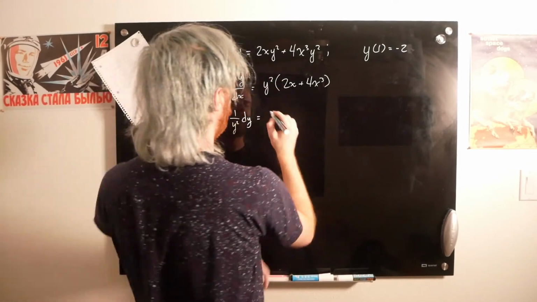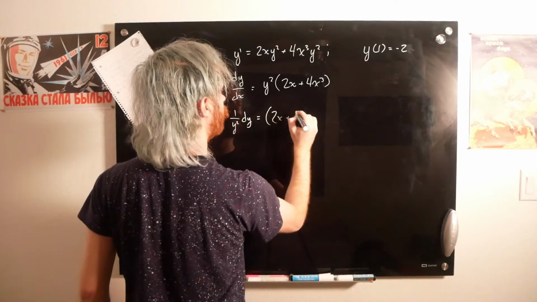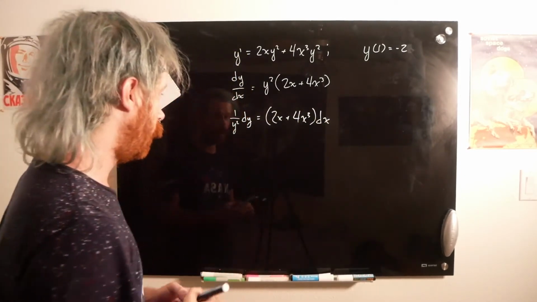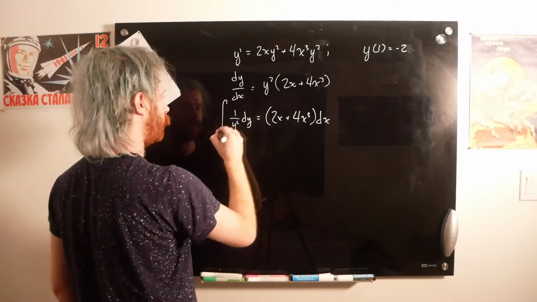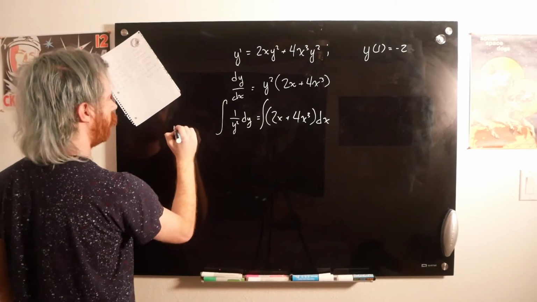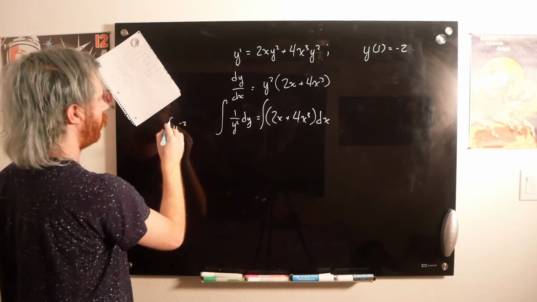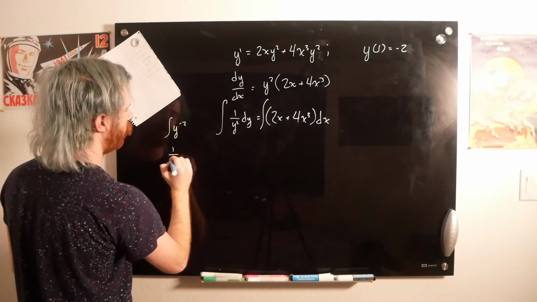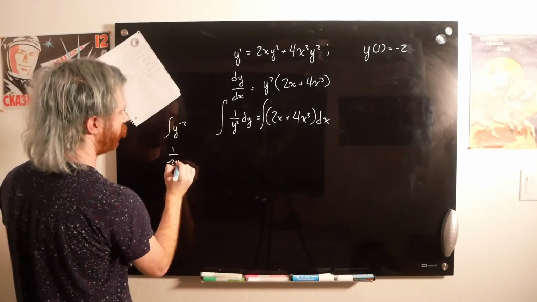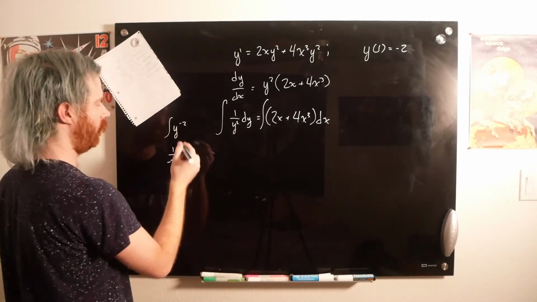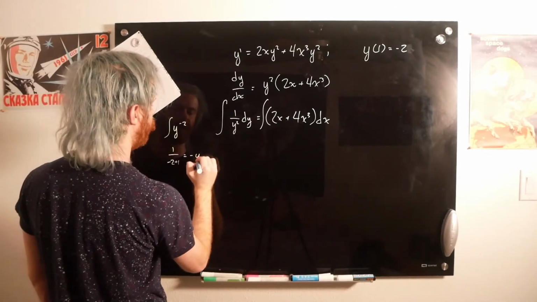Equals, and then we're going to multiply the dx over: 2x plus 4x cubed dx. Now we can integrate both sides, and the integral of y to the negative second power is going to be, well, 1 over n plus 1, right? So 1 over n, which is negative 2, plus 1, which is negative 1, and then you add 1 to this negative 2, so that's going to be negative y to the negative first.